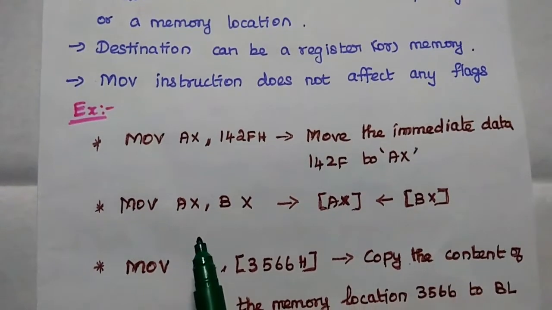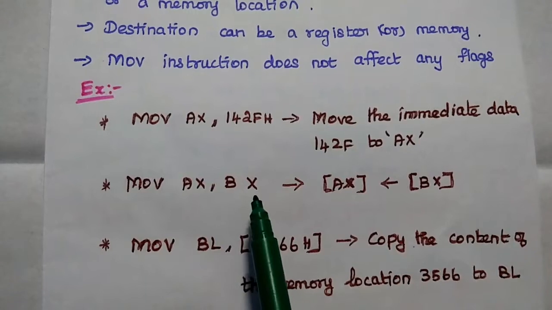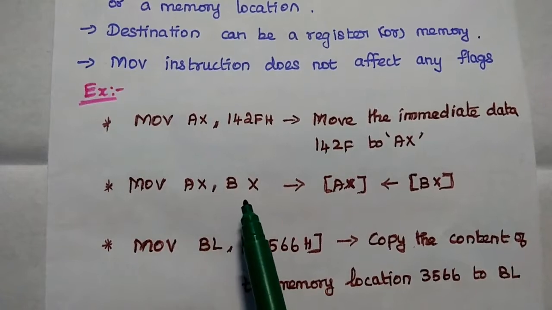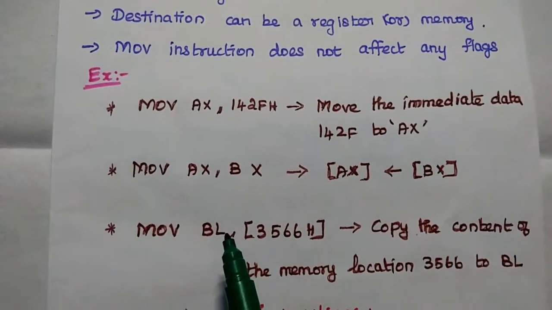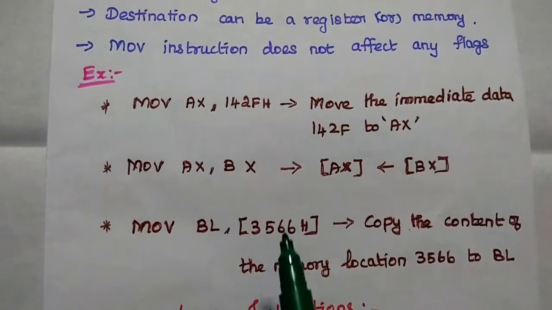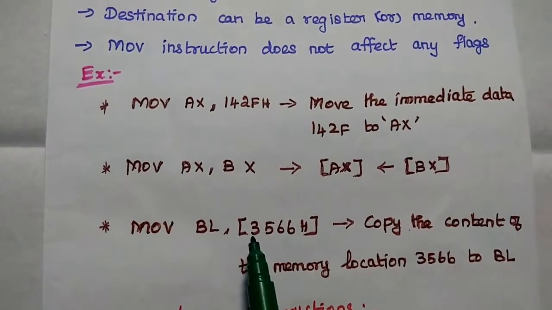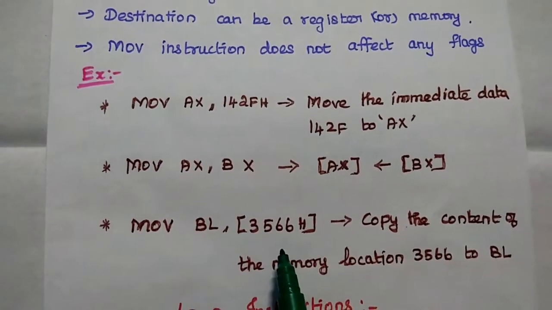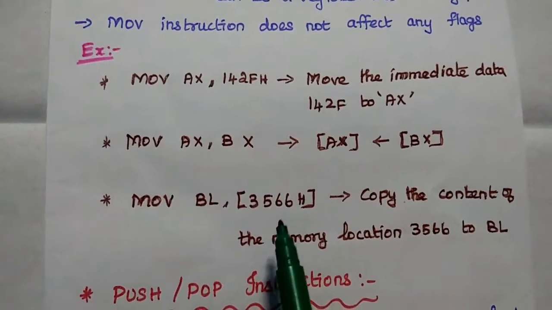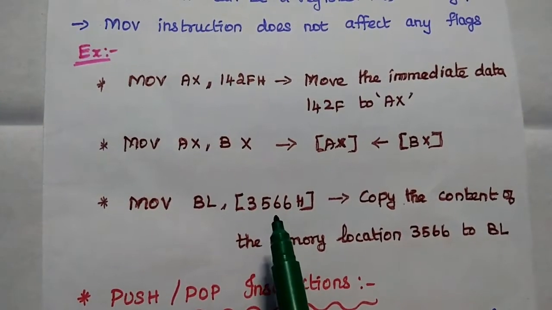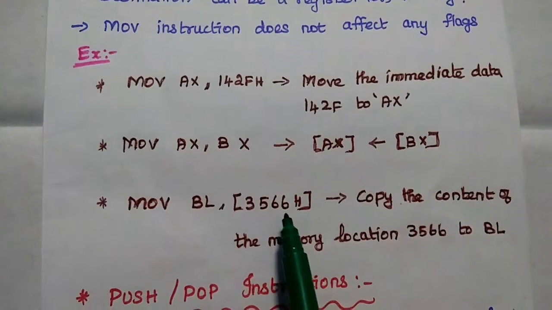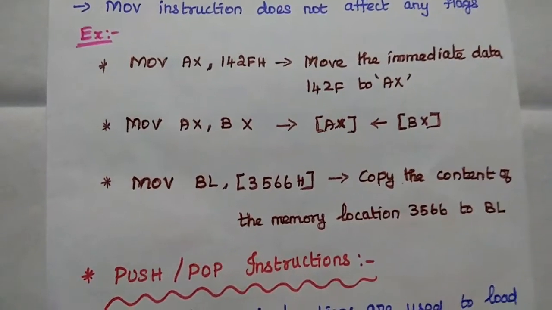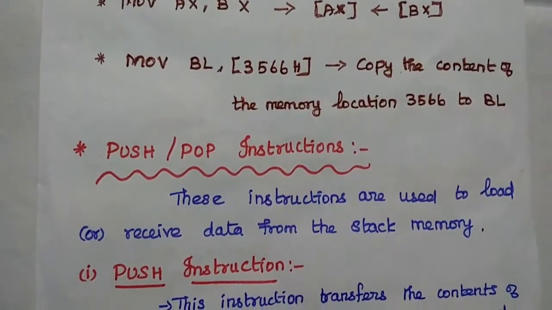Okay. So here the next example is move AX, BX. Here the content of the registers can be moved from this BX to this AX. So next one is move BL, within the square bracket 3566H. So this square bracket represents the address of the memory. So we are going to take the content from this memory location 3566 and move the data to this BL register. Okay.